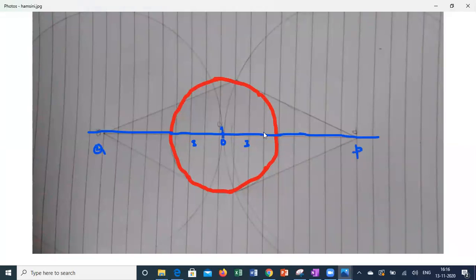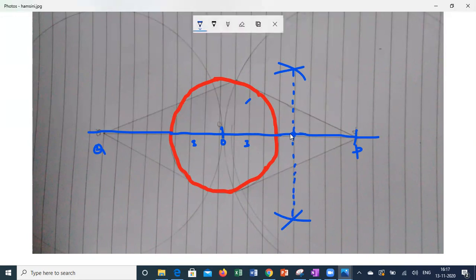So take OP and find out the midpoint. How to find the midpoint? With the perpendicular bisector. If you do a bisector, you will get a midpoint here. Using this midpoint, suppose this midpoint is A, with AP as the radius, draw a circle.